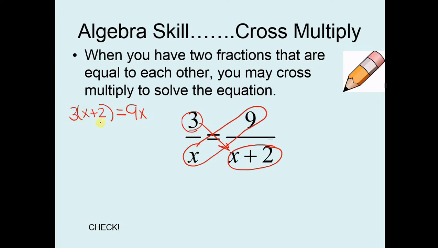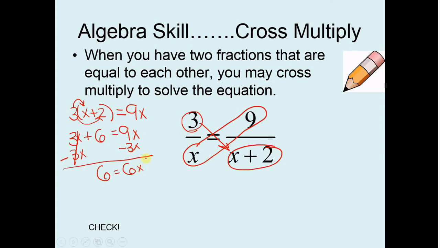So, now, we are done with this. We now go to here. Now we need to distribute that 3 in. So we're going to multiply it into the x and the 2. So we're going to get 3x plus 6 equals 9x. Okay? Now, how are you going to solve that? Well, we got to get the x's together. So let's subtract 3x from both sides. And I'm going to get 6 equals 6x. So now I need to divide by 6. And I get x equals 1.